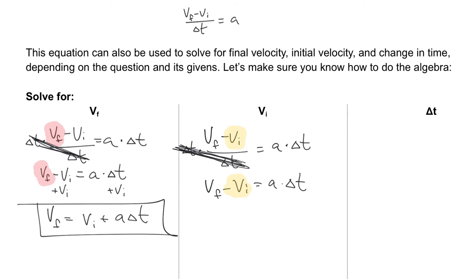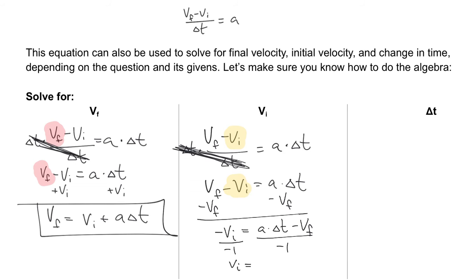I'm going to do it first by subtracting VF. Okay, so VF gets subtracted, and you get negative VI equals A times delta t minus VF, and then you can divide everything by -1, which gets you VI equals negative A times delta t plus VF. Or you could switch those around and do VF minus A delta t. Up to you. But that's our equation for VI.